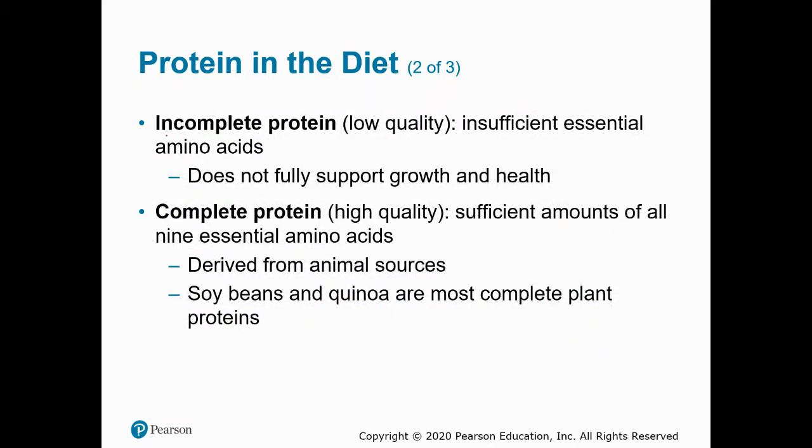Okay, in the same vein, there's this concept of complete and incomplete proteins. A complete protein is something that provides all 9 essential amino acids in sufficient amounts. And then incomplete proteins, this is what we find in some, not all of our plant foods, where all of the essential amino acids are not there in proper amounts.